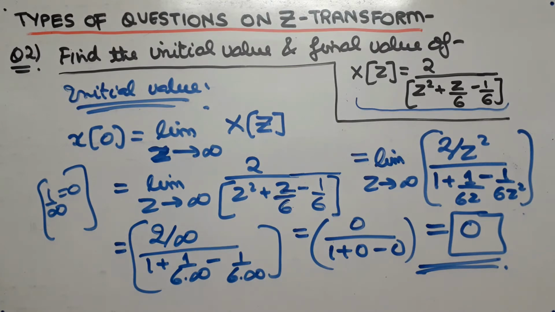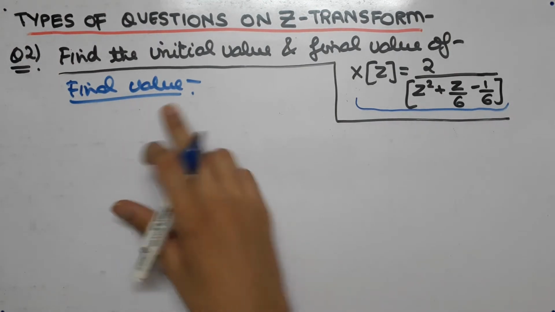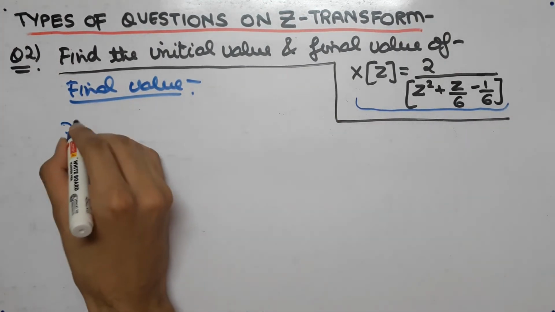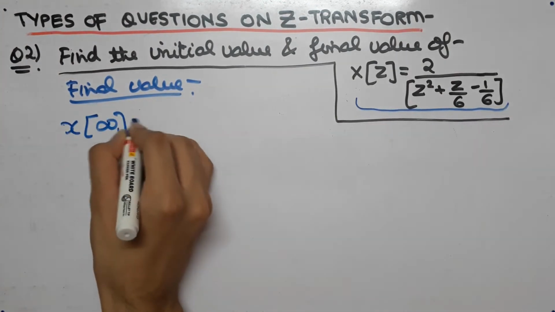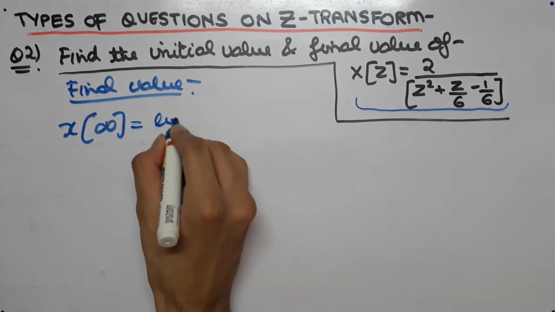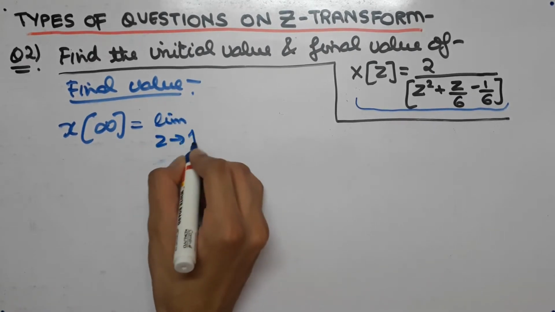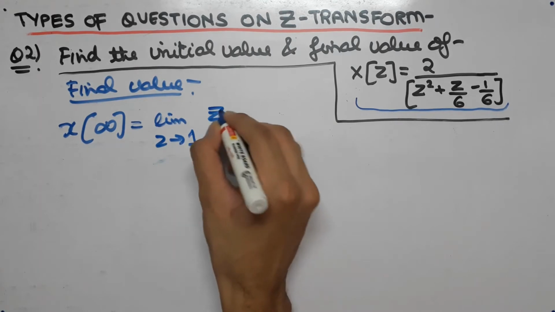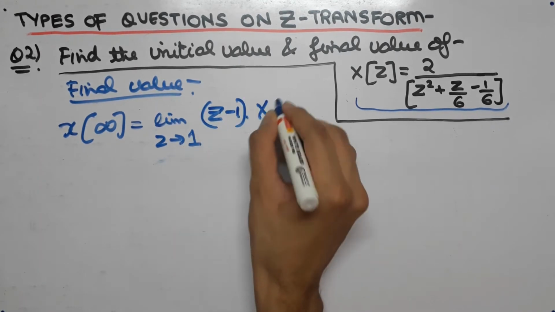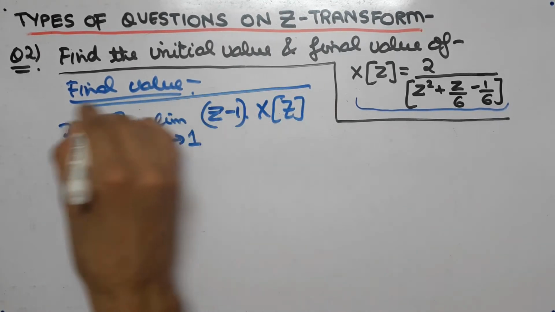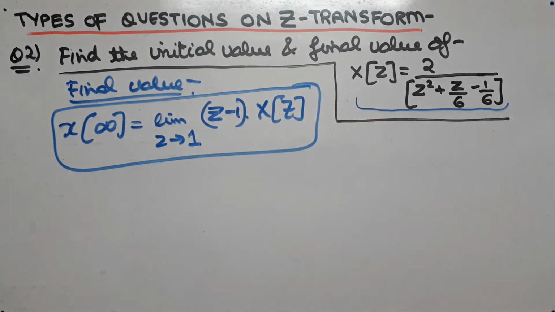Now we are going to find the final value of xz. First of all, we are going to write its formula. That is x infinity equals limit z tending to 1 of z minus 1 into xz. This is the formula for finding the final value of xz.